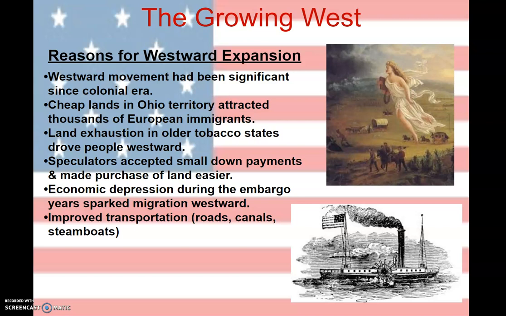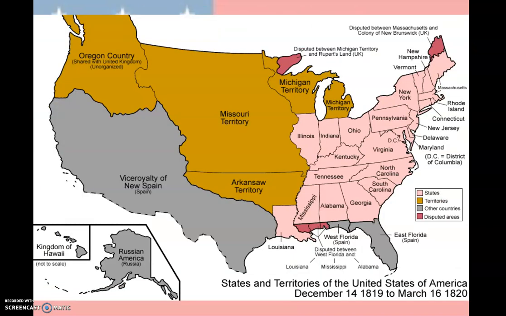We also have the invention of steamboats, we'll talk about next week, and of course the concept of manifest destiny. We will spend time in the coming unit talking about manifest destiny and how Americans truly believed it was their right to control the entire, what will become, continental United States.